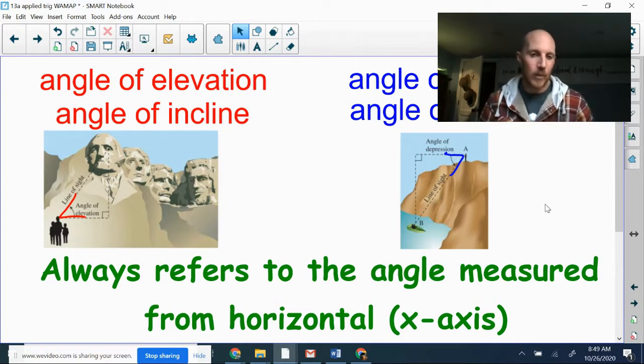Measuring from a vertical reference line is possible and it is done on occasion. It leads to a lot of problems, and so we avoid that. Even if you're given a reference angle measured from the vertical, we're always going to do our little geometry application to get the angle measured from the horizontal.